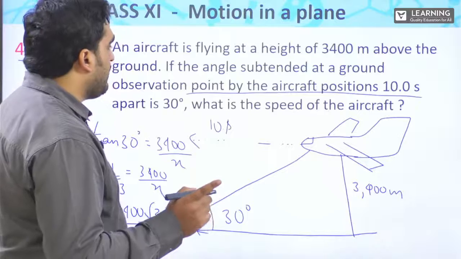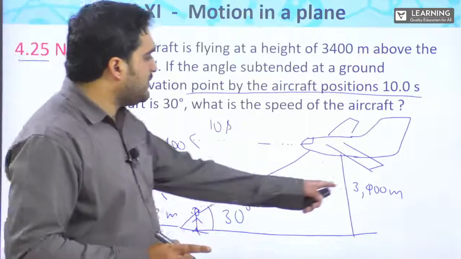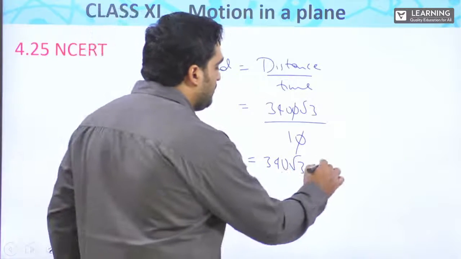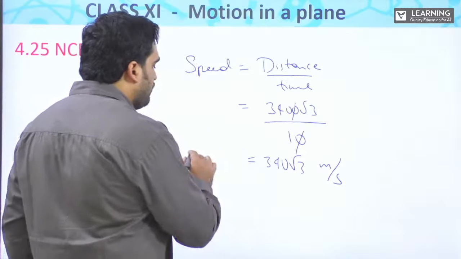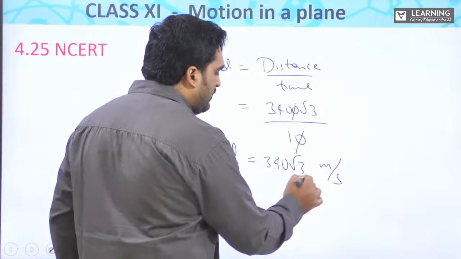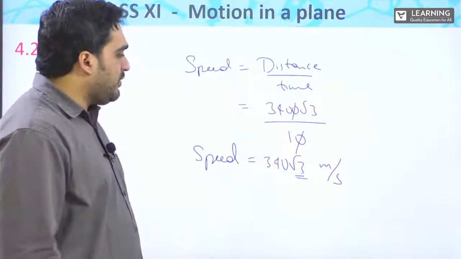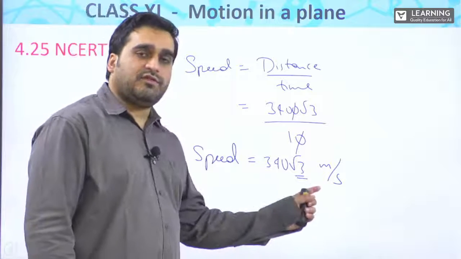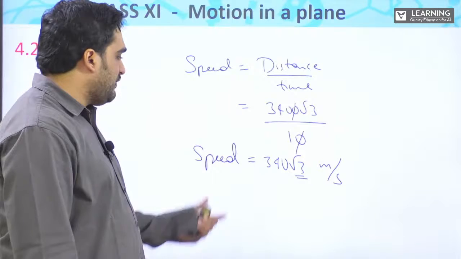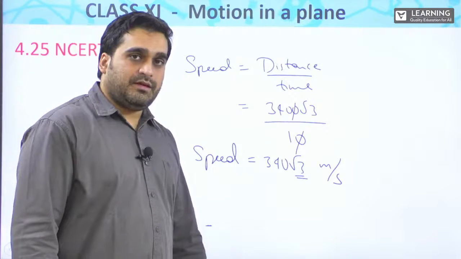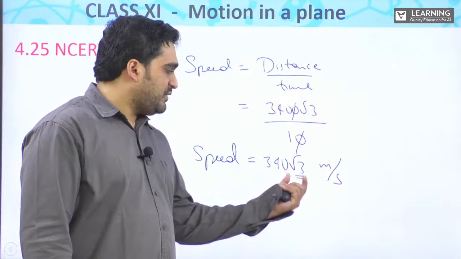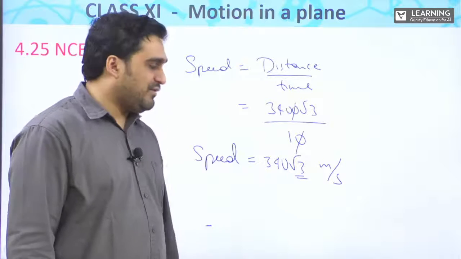Let's have a look at the unit. It is meter per second, because we have 3,400 meters and 10 seconds. What I want you to do is find the value of root 3 and then multiply it with 340, and you will get the result for the speed. Can it be done? Yes. Find the value of root 3 and then multiply it with 340.